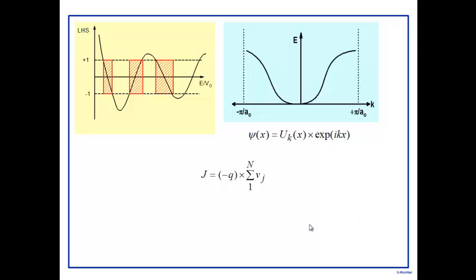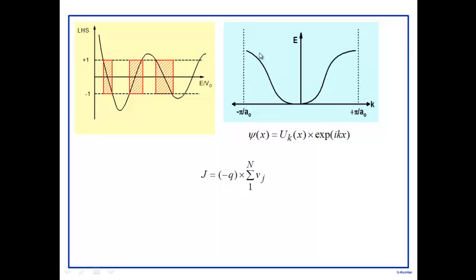Everything is occupied. The current I can write as minus Q times the velocity Vj of a particular electron, summed up over all the electrons here. N is the number of electrons per unit volume. I'm looking at one centimeter cube volume, and N is the total number of electrons in that volume, and Vj is the velocity of electron j. Summed up over all the velocities, it will give me J. Agreed? So that's J here.